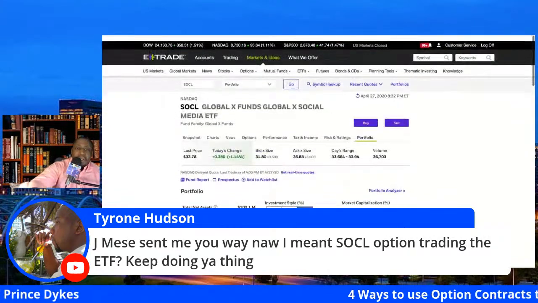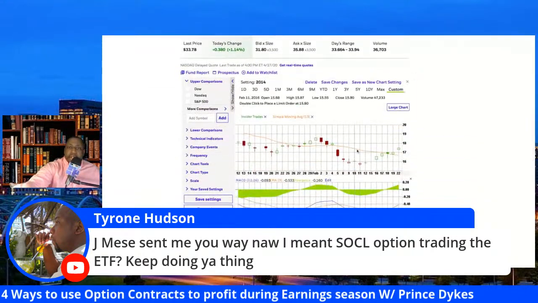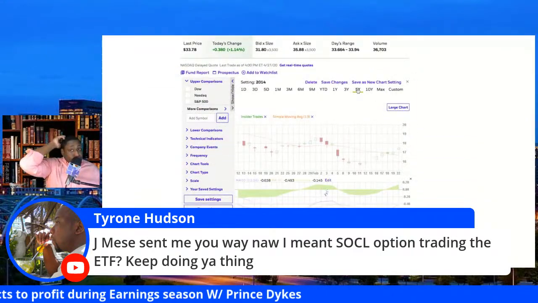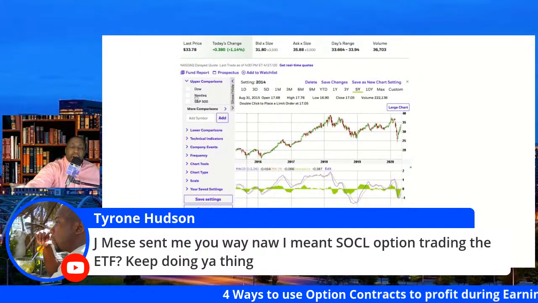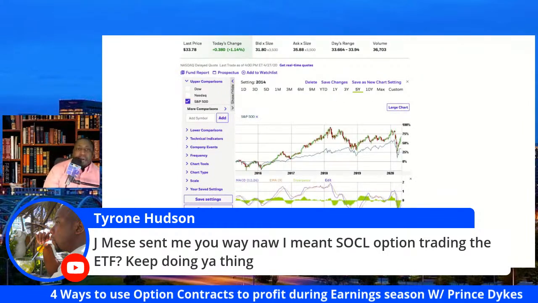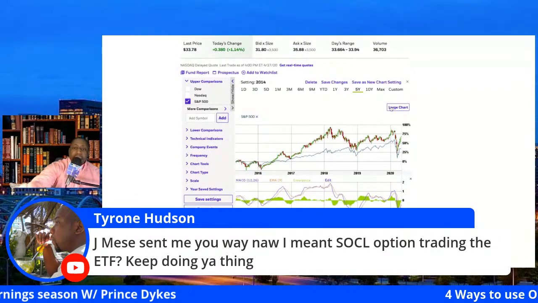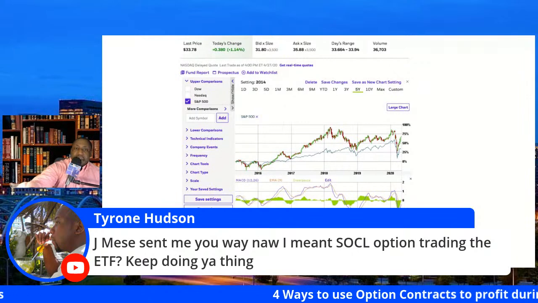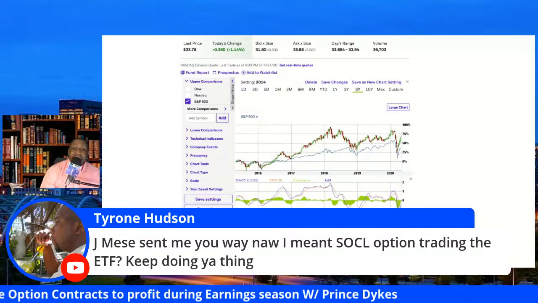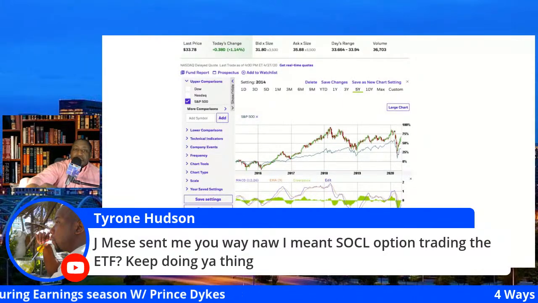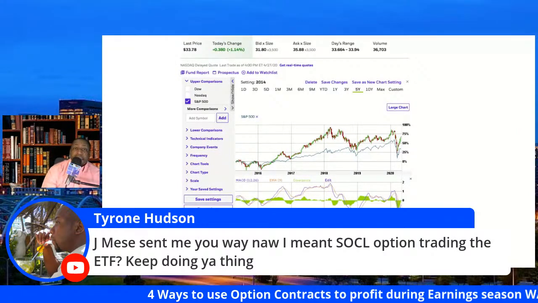So the first thing I'm going to look at with this one, Tyrone, I go to charts. Let's look at a 5-year chart. Now, the blue line that you guys and girls see, the blue line is the S&P 500, which is the stock market. SOCL is outperforming the stock market over the last 5 years, which was in a bull market. They've kind of been on par and beat the market in the last 10 years. So I like that.